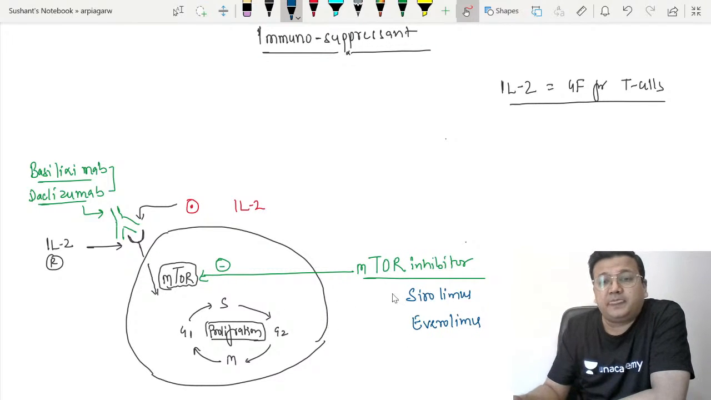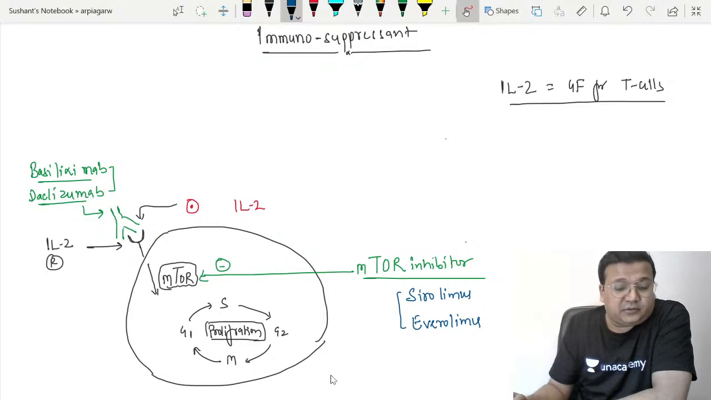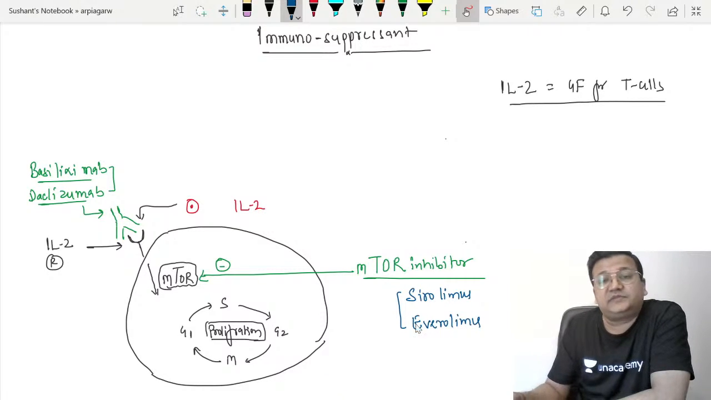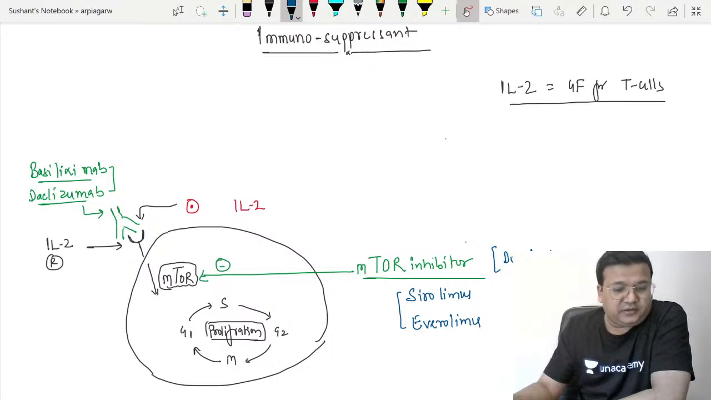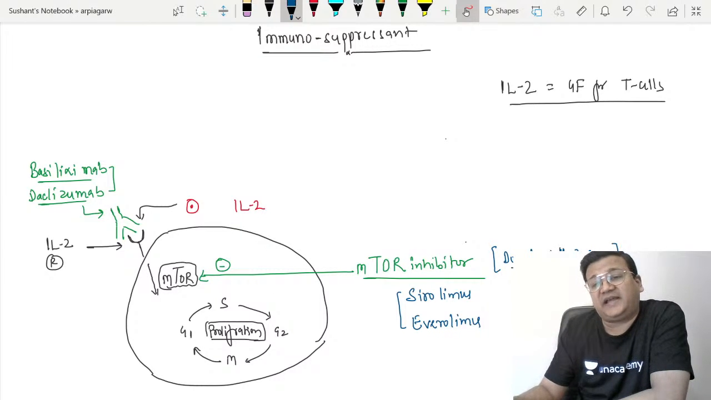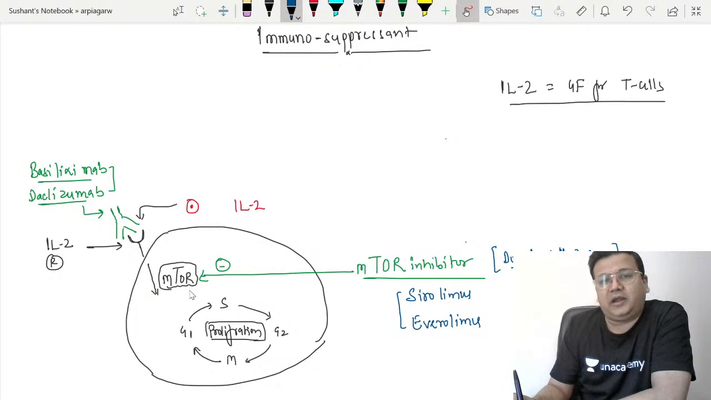Now my question to you, please try to understand. Is the drug which is an mTOR inhibitor decreasing interleukin 2 synthesis? The answer is clearly no. mTOR inhibitors do not, this is very important, decrease interleukin 2 synthesis. They just block its action by blocking an intracellular signaling molecule, mTOR.